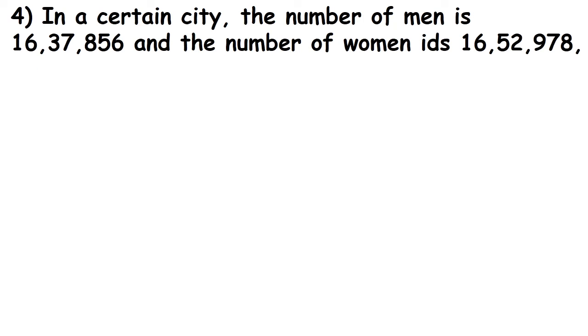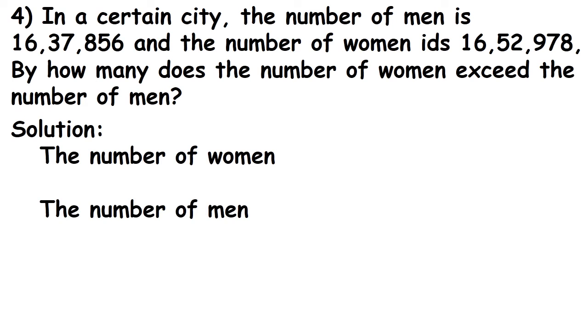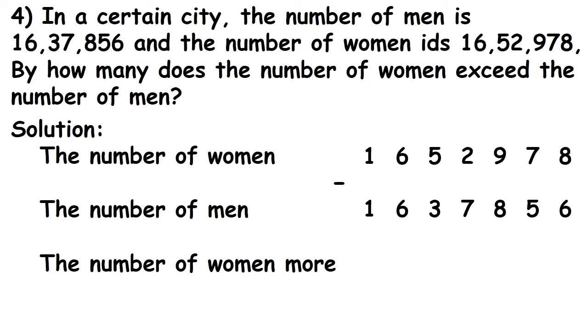In a certain city, the number of men is 16,37,856 and the number of women is 16,52,978. By how many does the number of women exceed the number of men? To find the answer, we have to subtract the number of men from women. So, the number of women is 16,52,978 and the number of men is 16,37,856. Let's subtract these numbers.